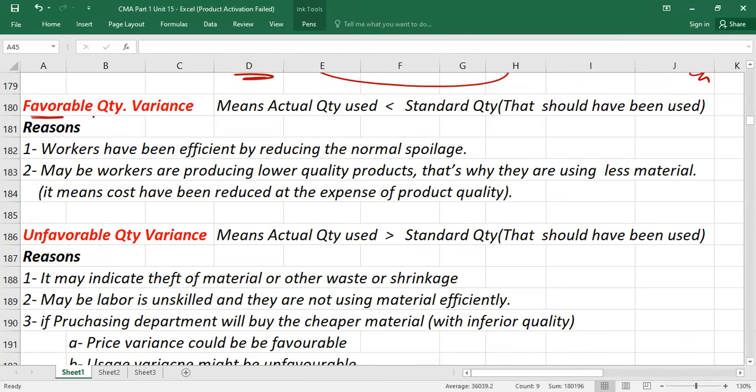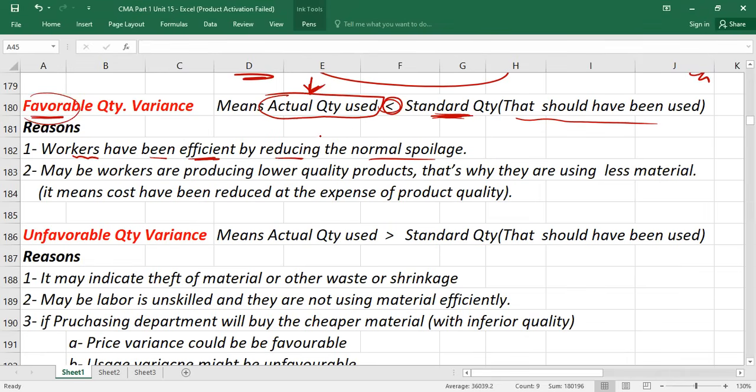Why is quantity variance favorable? Favorable means when actual quantity used is less than standard quantity. Standard quantity means what should have been used. That I'll tell you how to calculate. So just focus, when your actual quantity is less than standard quantity, that is called favorable. Now, why is actual quantity less? There could be several reasons. Number one, maybe workers have been efficient by reducing the normal spoilage. Maybe workers are well experienced, so they are not wasting the material. So that is why actual quantity used is less than planned.